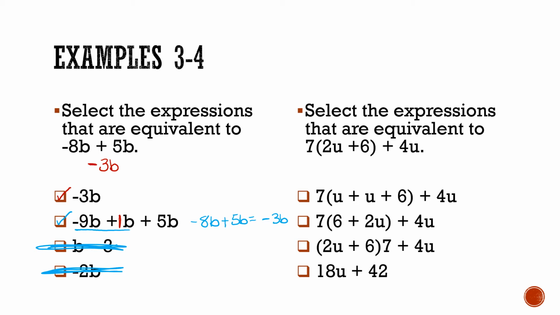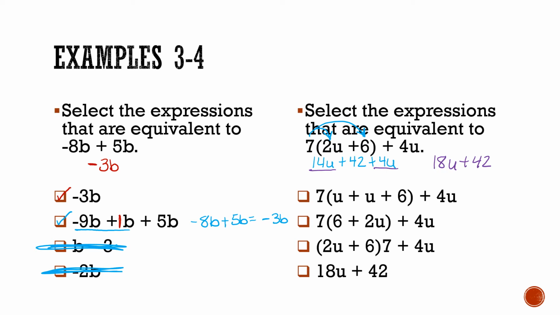Okay, in number 4, we have to distribute this 7. So 7 times 2u is 14u, plus 7 times 6 is 42, and then plus 4u. We need to combine our like terms here, which is 14u plus 4u, which is 18u, and then bring your 42 over. You cannot add 18u and 42 because they're unlike terms.